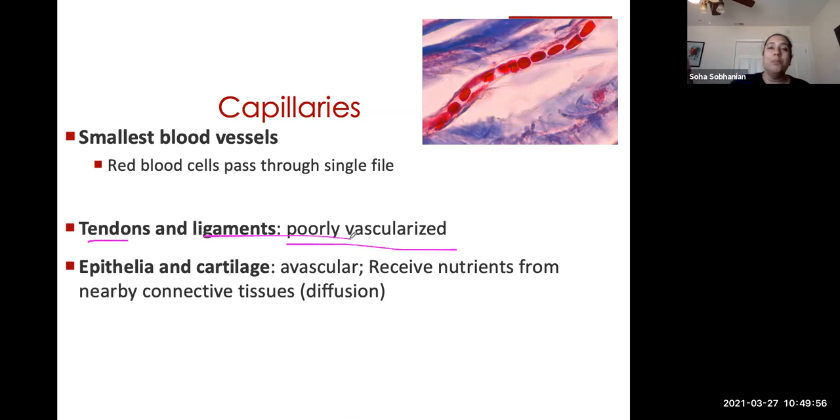Which tissue has no blood vessels? Avascular means no blood vessels. That's your epithelia. So your skin, for instance, has no blood vessels in the top layer, and your cartilage as well. So they're actually relying on diffusion to get their nutrients and oxygen. So epithelia and cartilage are really hard to heal because they don't have direct blood supply. They don't have access to the nutrients they need to heal themselves.